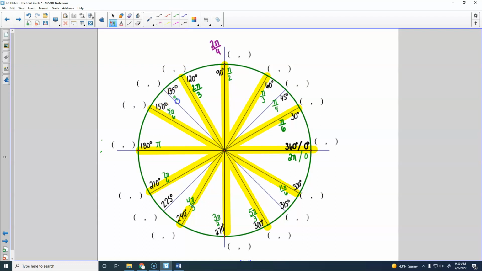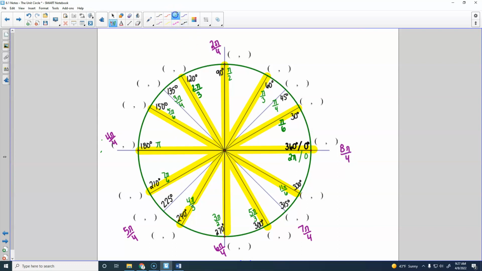So right here we'll get 3 pi over 4. Go another 45 degrees, we get 4 pi over 4. But 4 pi over 4 reduces to just pi. Right here, I'm just going to stick with my purple, we'll have 5 pi over 4, 6 pi over 4, 7 pi over 4, 8 pi over 4.